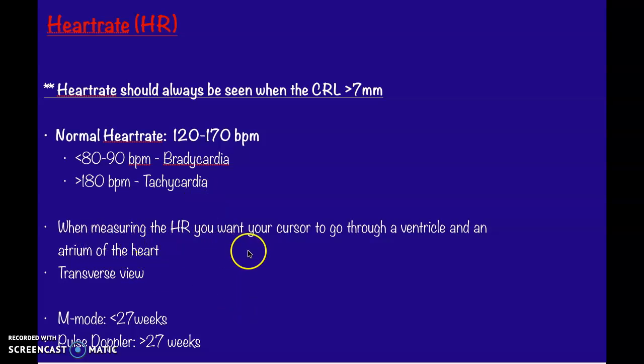When measuring the heart rate, you want your cursor to go through a ventricle and an atrium of the heart. You also want to do this in a transverse view. When measuring the heart rate, we use M mode for less than 27 weeks and pulse Doppler for greater than 27 weeks.